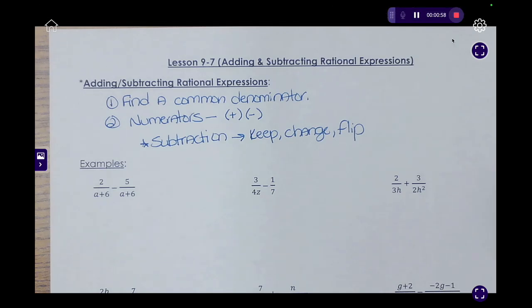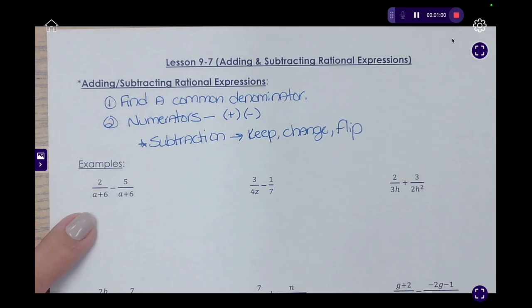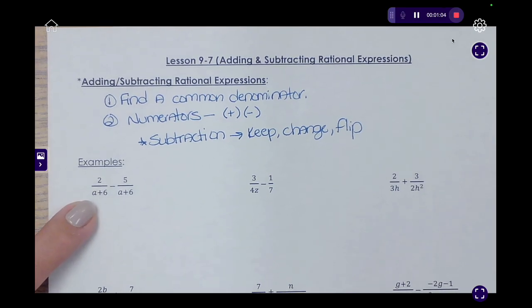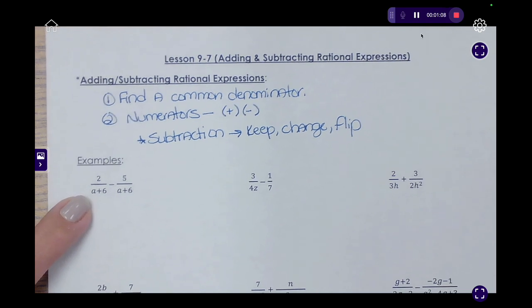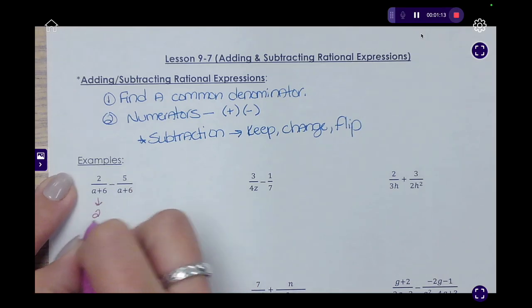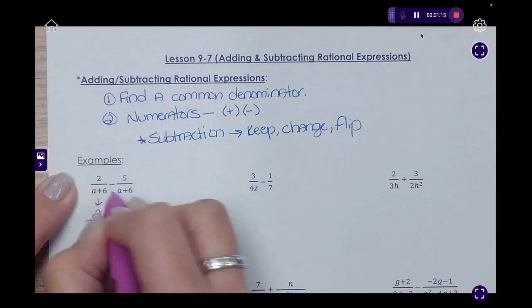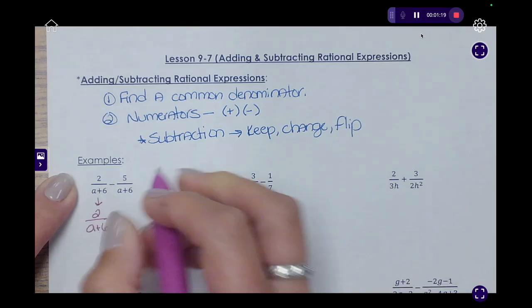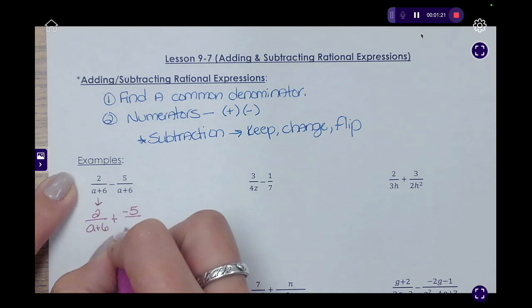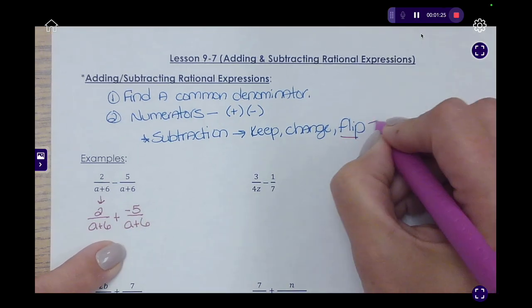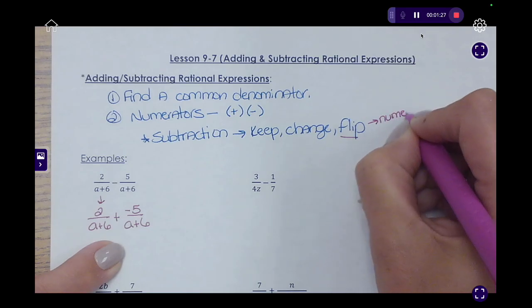First one, pretty simple. We are going to go ahead and do the keep, change, flip though. So the denominator I don't have to worry about. They all have the same denominator. So they both have an a plus 6. So we're good there. So the only thing that we have to do, I'm going to change. So this is going to stay the same. The subtraction is going to change to addition. And then I'm going to flip everything in my numerator. So that becomes a -5. So realize when I do the flip is only to the numerator. It's not changing the denominator at all.